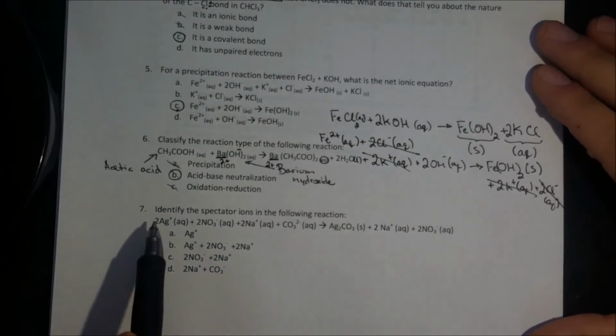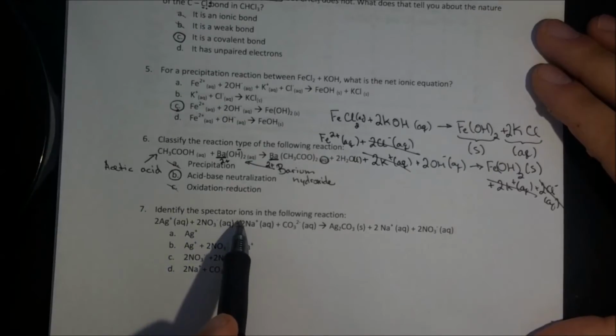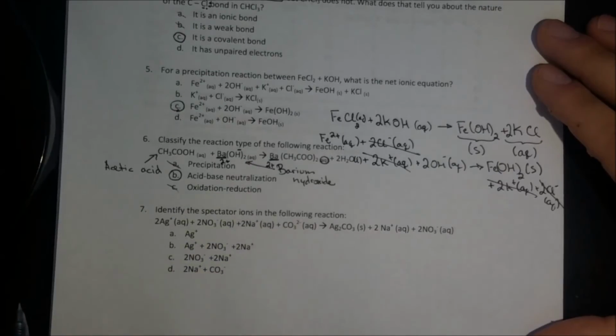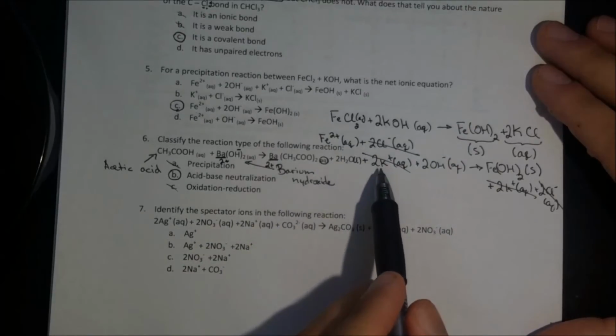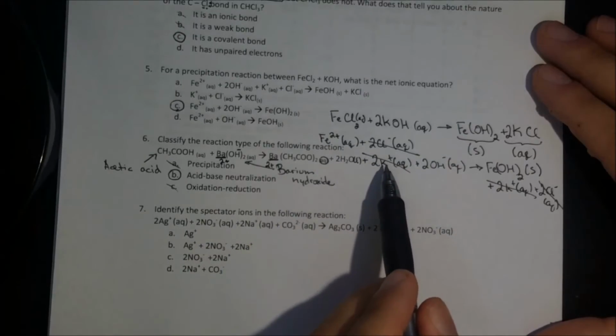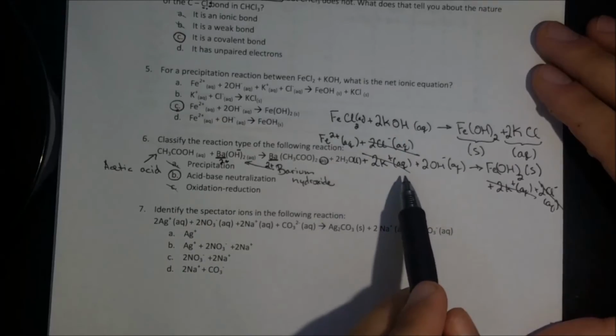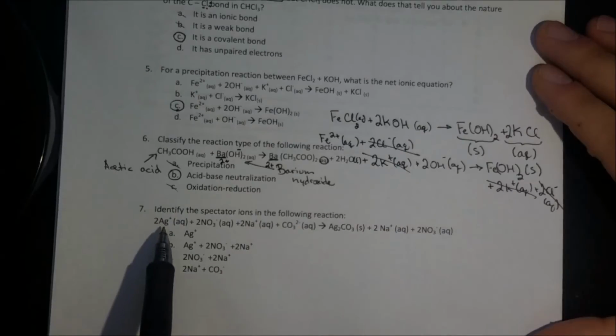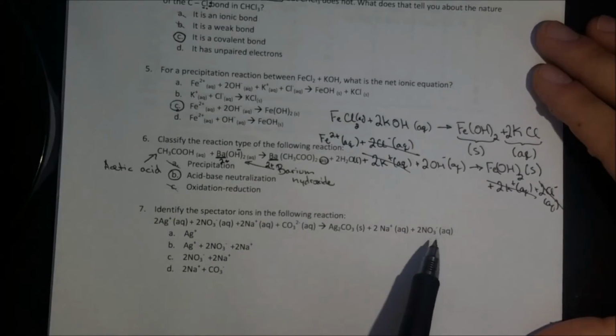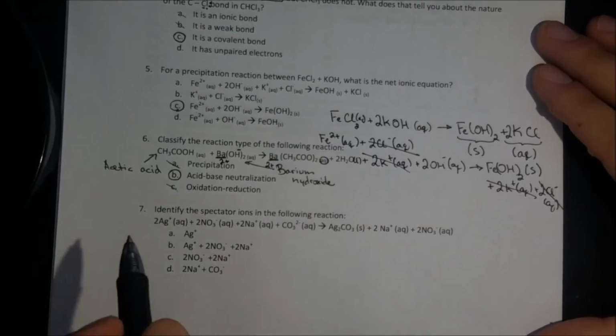Number 7 asks us to identify the spectator ions in the following reaction. So remember how we just looked at number 5 where we did the spectator ions? What we crossed out were ions that appeared on the reactant side and the product side. So that's all we've got to look at here. Here's our chemical reaction. We have to look at ions that appear on both sides of the equation.